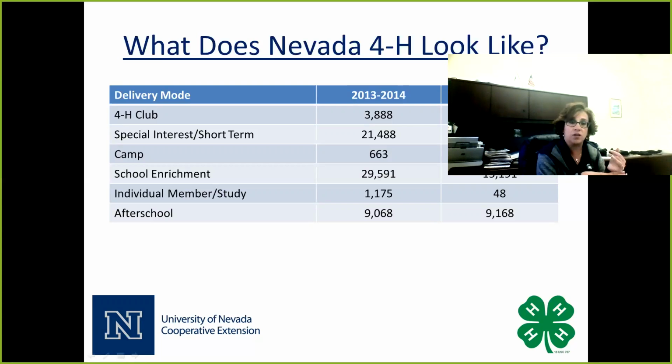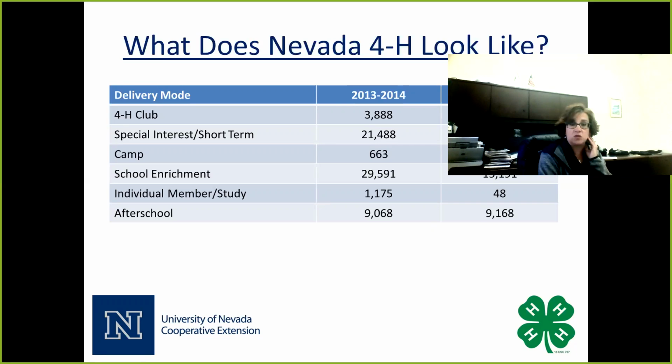We have the club model, where they meet and have their officers and so on. We have short-term and special interests. Those might be an educational program that you're doing for a couple of hours at an event, like a fall festival, doing activities with kids. Or it could be camp. So this is our overnight and our day camp. Again, I want to stress to everybody that this is where they should be reported, not in your club numbers, if you have overnight and day camps.